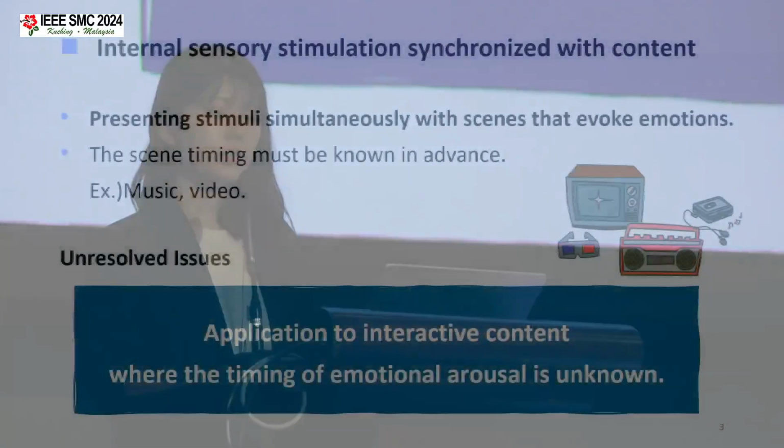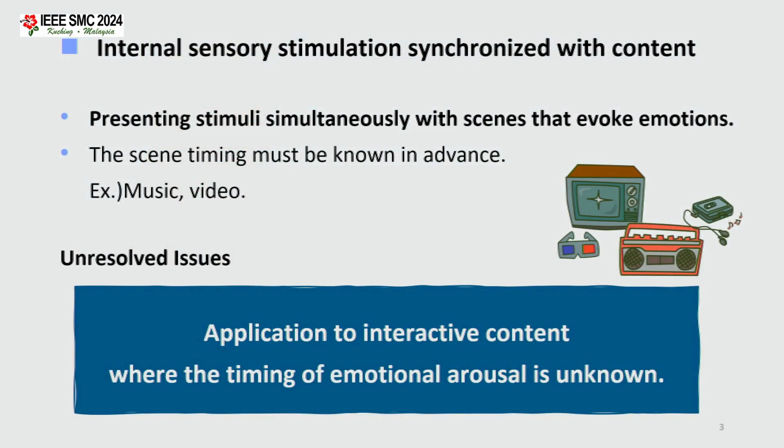Emotion amplification systems require the presentation of vibratory stimuli simultaneously with emotional arousal scenes. For example, to amplify fear in a horror movie, vibrations are presented to match the scene of the monster jumping out, called a jump scare scene. For this reason, the previous 20 years of emotion amplification research have used music and video content that can be used to pre-identify emotional scenes.